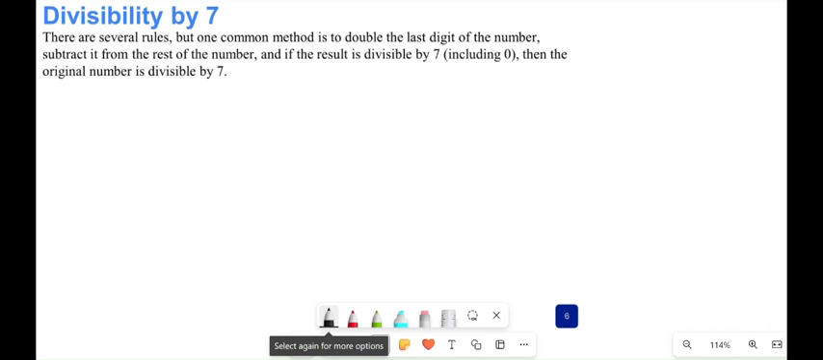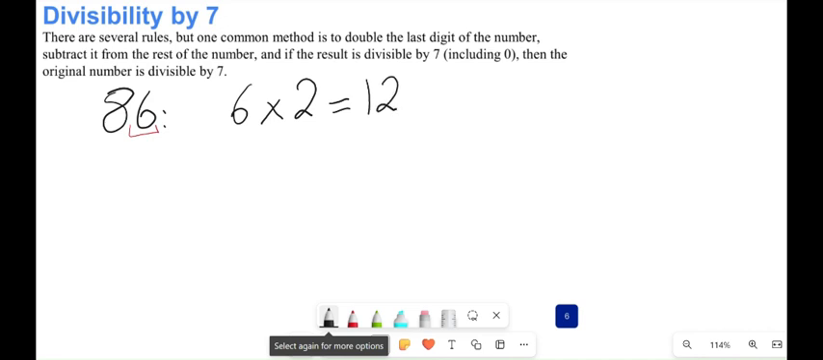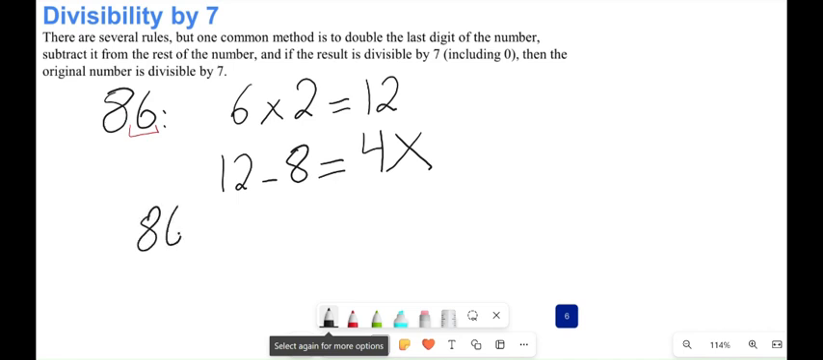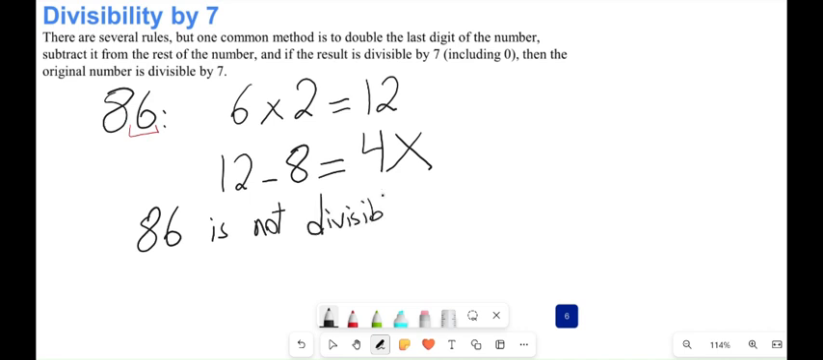Let's start with an example. I will take first the number 86. Here I take the digit 6, which is the units digit. I will double it, which means I multiply it by 2. Obviously, I will get 12. What I do now is 12 minus 8. The remaining amount is 4. 4 is not a multiple of 7, which means 7 does not divide 4. Consequently, 86 is not divisible by 7.